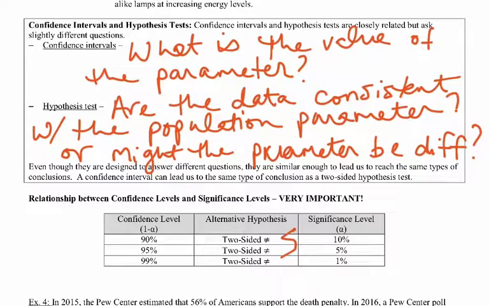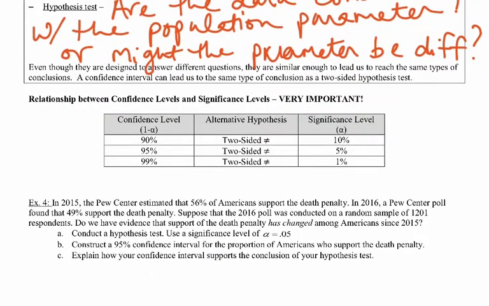Even though they're designed to answer different questions, they are similar enough that they lead us to the same types of conclusions. A confidence interval can lead us to the same type of conclusion as a two-sided hypothesis test. This chart gives you the relationship between a confidence level, remember, confidence level would be like 90%, 95%, and so forth, and a significance level for a two-sided alternative hypothesis test.